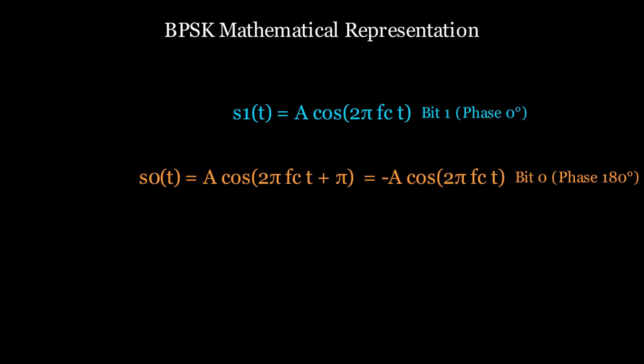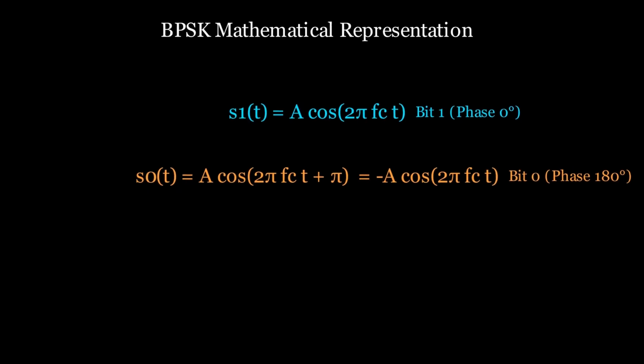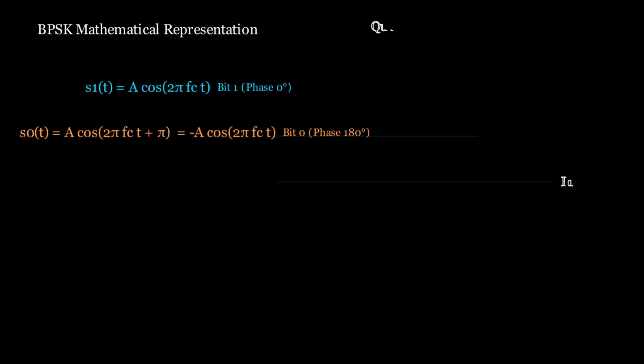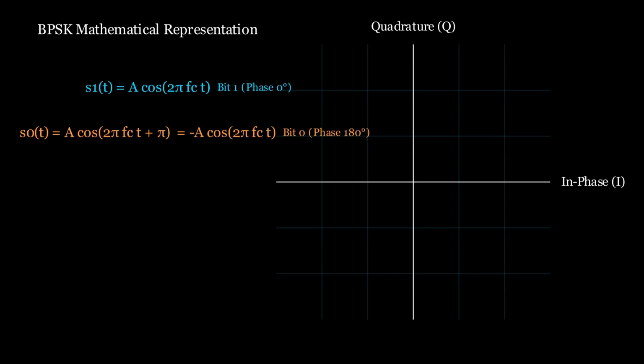This gives us a beautiful geometric intuition. So we can stop thinking about wiggling waves and start thinking about vectors. On this complex plane, the I and Q plane, we can map bit 1 as a vector pointing to the right and bit 0 as a vector pointing to the left. We have effectively turned our calculus problem into a geometry problem.